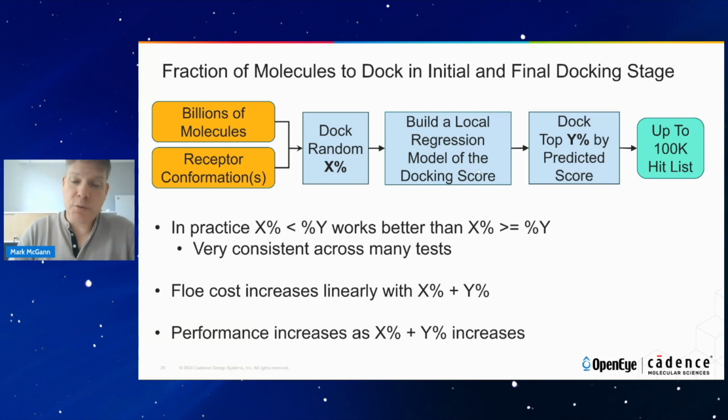The flow cost, or this portion of the flow cost, the docking cost, will in general increase linearly with this total sum of X plus Y here, the total fraction that we dock. Presumably performance will also increase, but there's a balance here because we're trying to be cost beneficial. We could just set these to 100% and we would get the exact same answers, but it's like taking a shower with a raincoat on because we're trying to save cost here.